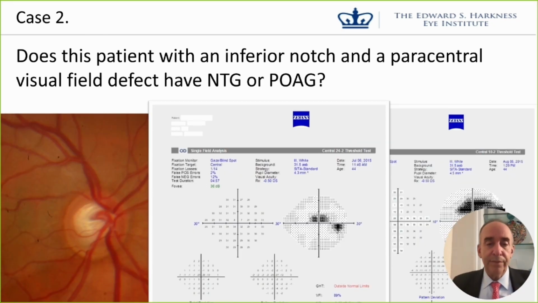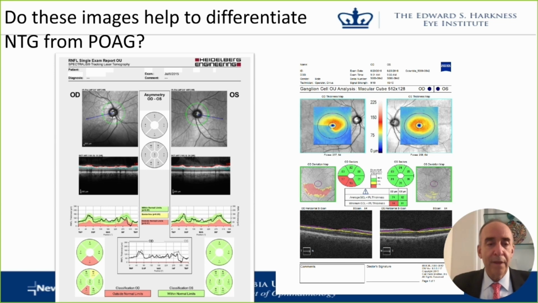Here's another patient who has an inferior nerve fiber bundle defect on the picture on the left and superior paracentral visual field loss as noted in the two visual fields. There's also an inferior nerve fiber bundle defect and ganglion cell layer defect in that right eye. But can we differentiate NTG and POAG from these phenotypic appearances?